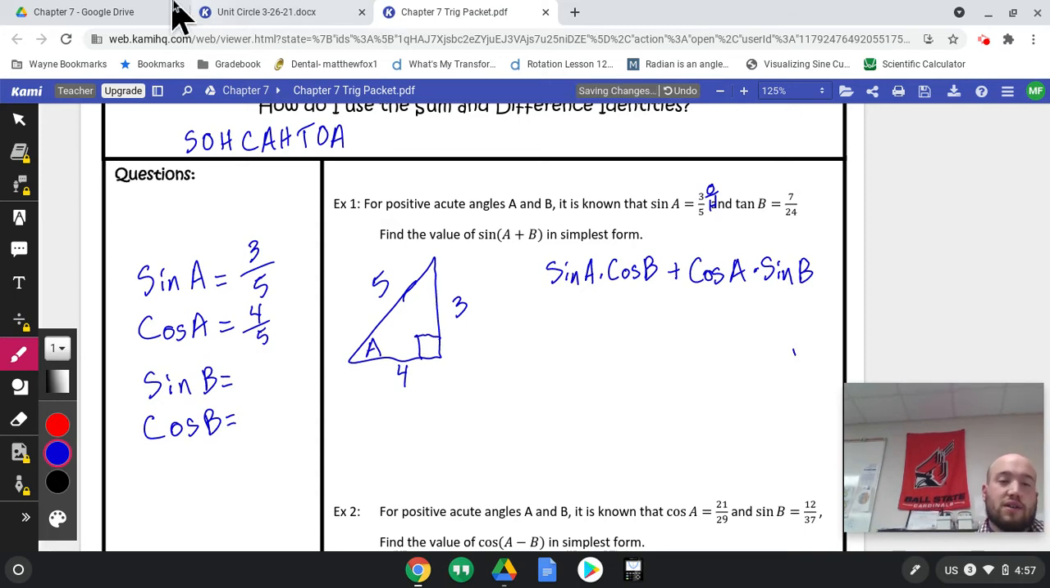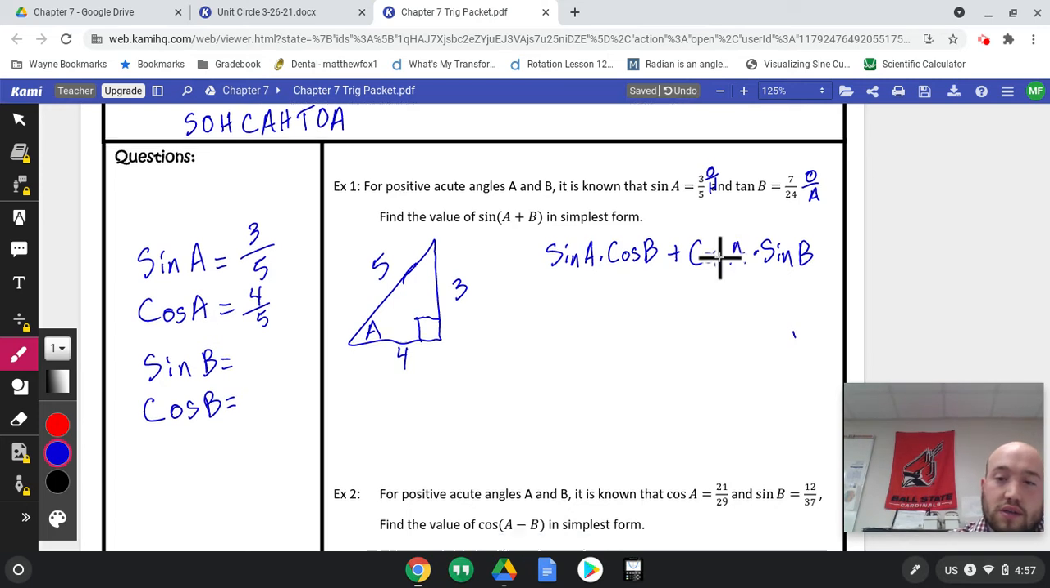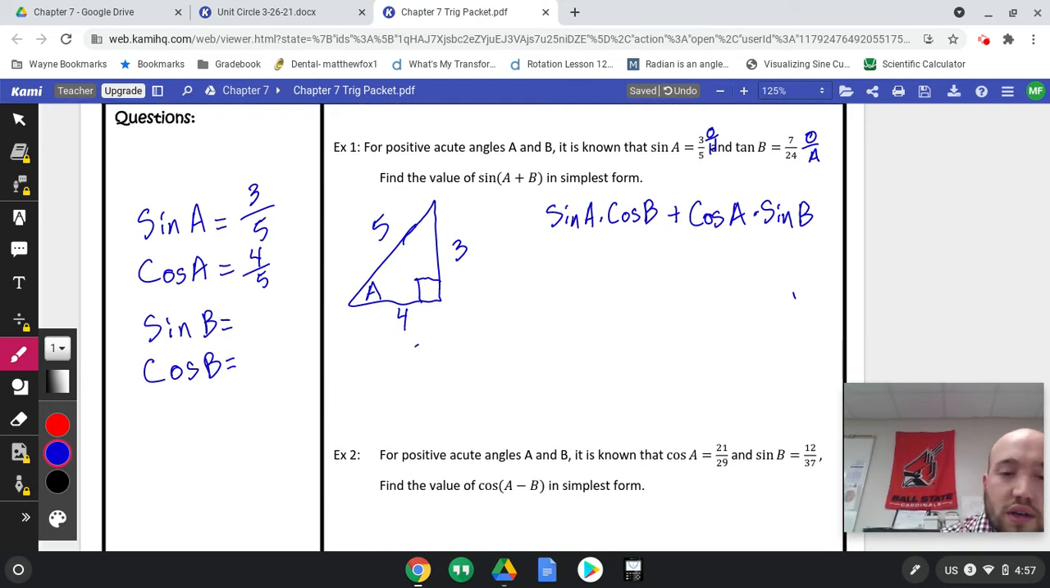Okay, now for the next one, to find b, this one is dealing with tangent. So TOA, O over A. So if we look here, TOA, so I'll draw this triangle. So right triangle, we'll put little b there. Okay, TOA: opposite, so 7 over adjacent, that's 24.